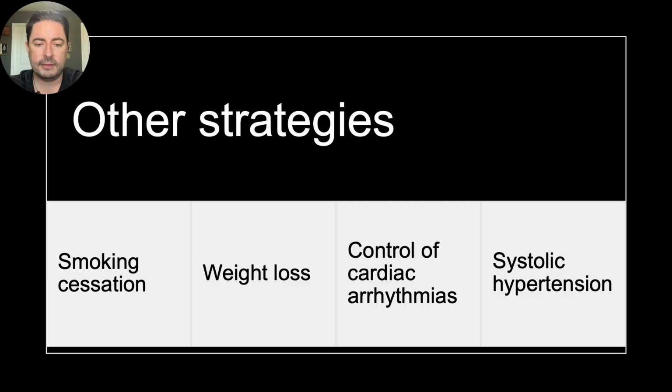Other strategies, if they have a history of smoking, sometimes this is what we need. If we can utilize some smoking cessation strategies, a weight loss program, or other ways that we can control cardiac arrhythmias, and other ways that we can control the systolic hypertension. Typically, these are medication induced, but we don't have to use those if we can get them off of the cigarettes, if that's what they're doing, and we can get them to lose some weight.